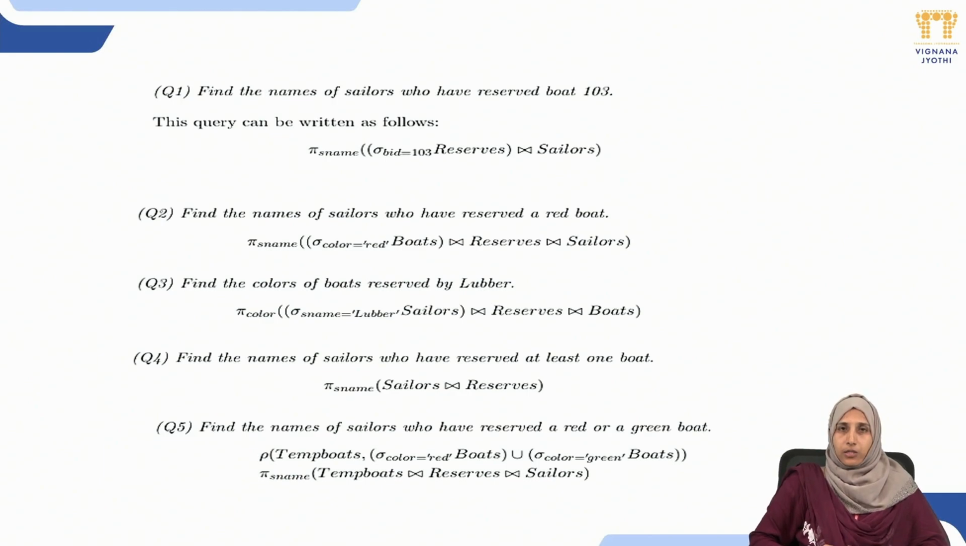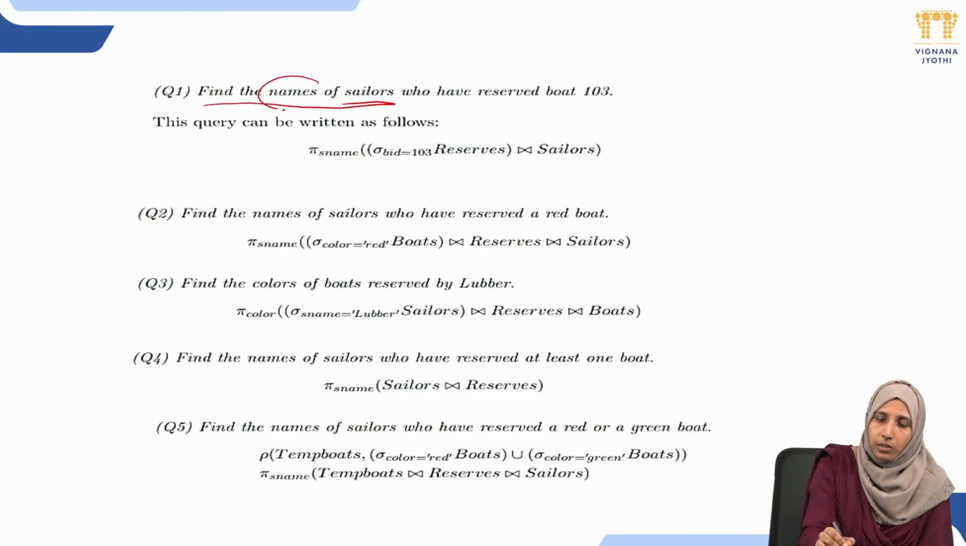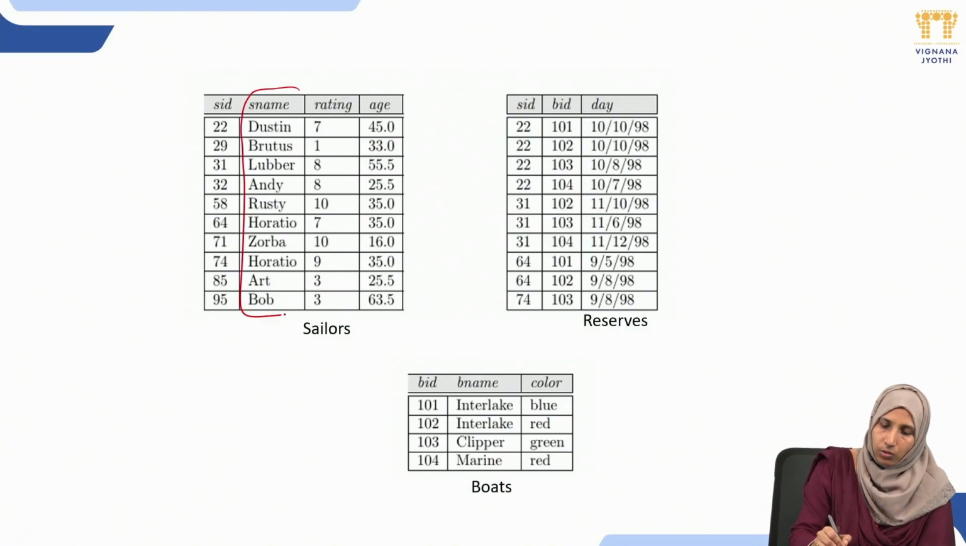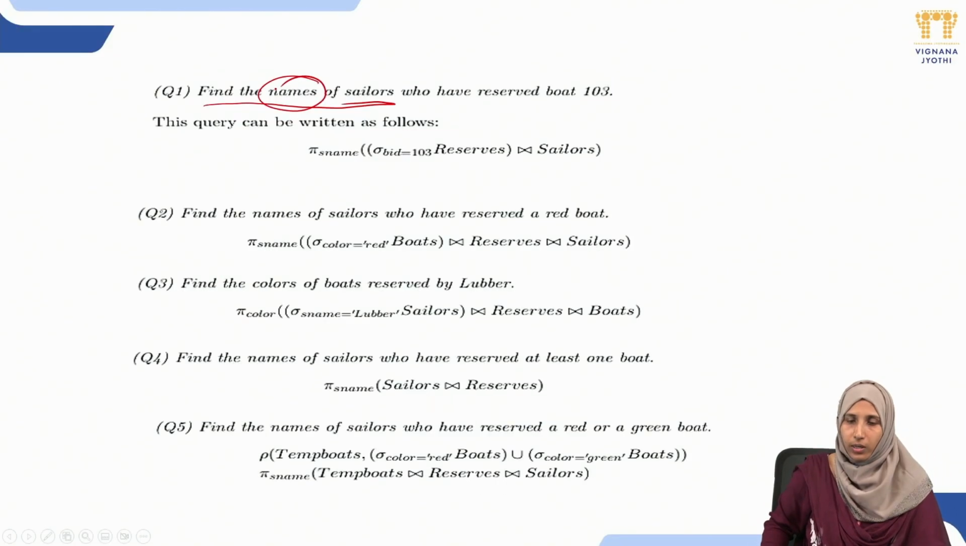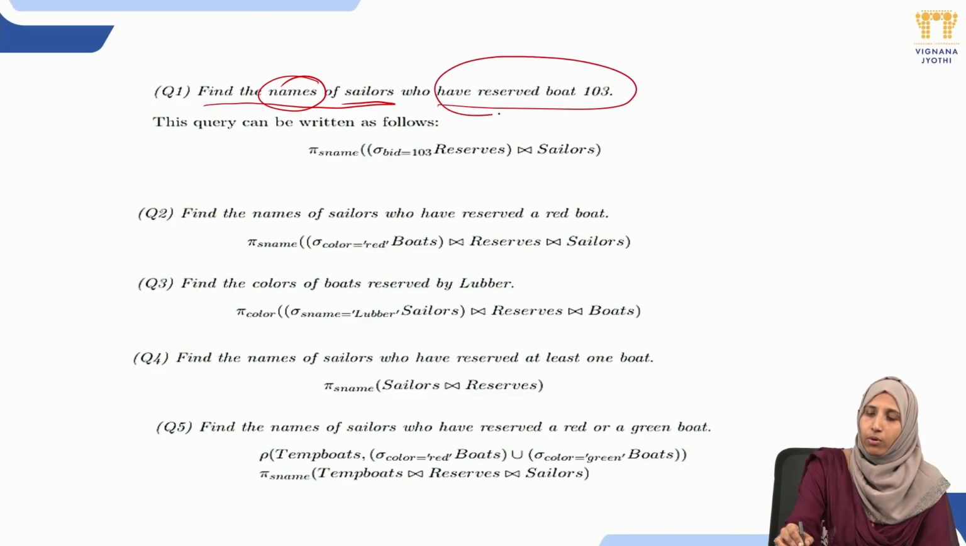Find the names of sailors who have reserved boat number 103. Find the names of sailors. What output do they want to display? Names. They want to display only the names. This is the column they are interested in. But what is the condition they want to apply? Sailors who have reserved boat number 103.